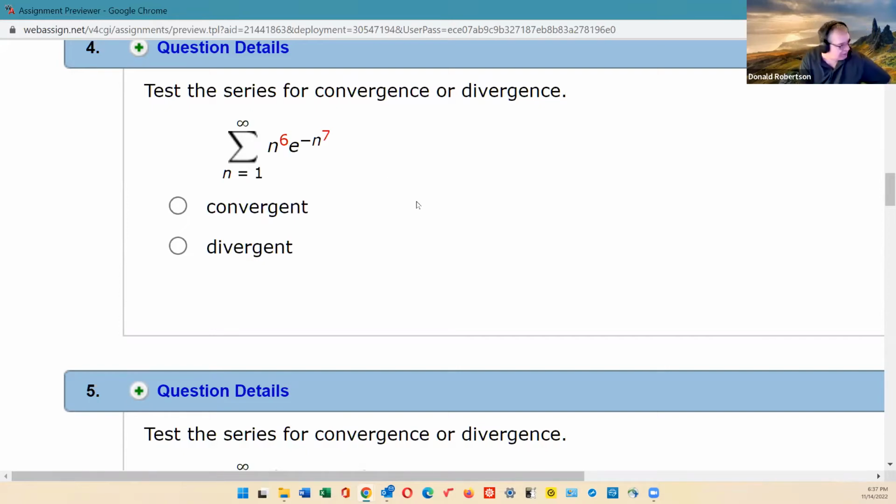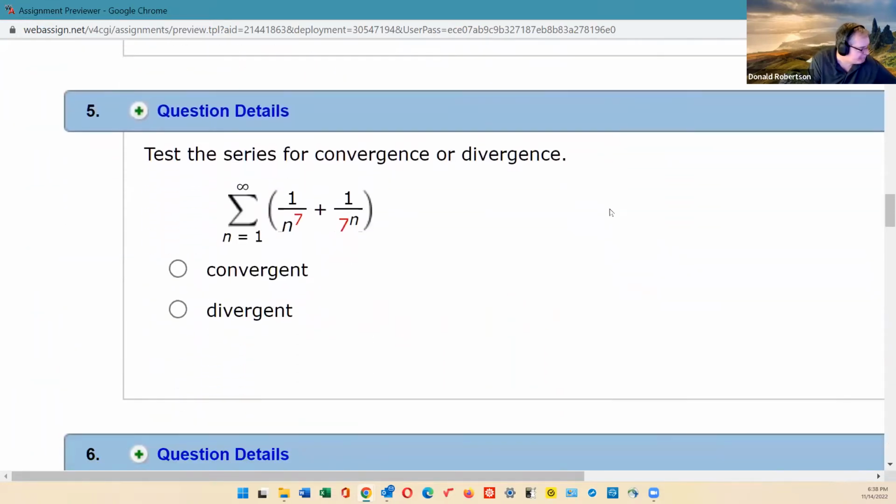n e to the minus n, I could do an integral test on that. I would just have to do integration by parts. Now, question 5 isn't really 1 question, it's really 2. You're going to find the integral of this piece and this piece separate from each other. Let's look at this piece. Do you recognize 1 over n to the 7? What test would 1 over n to the 7 be?